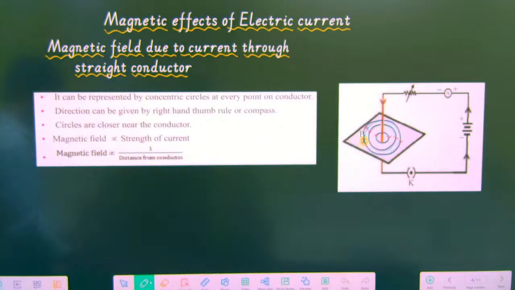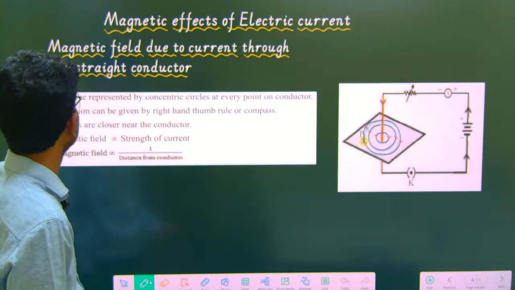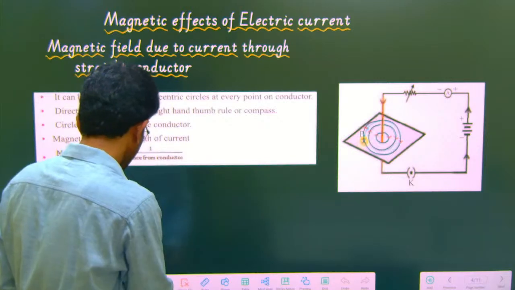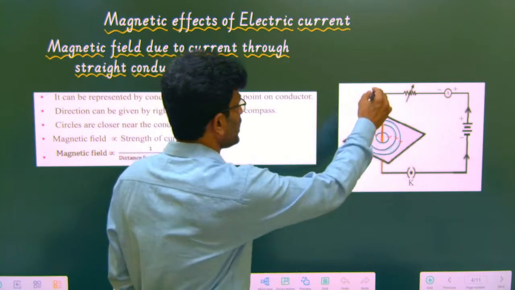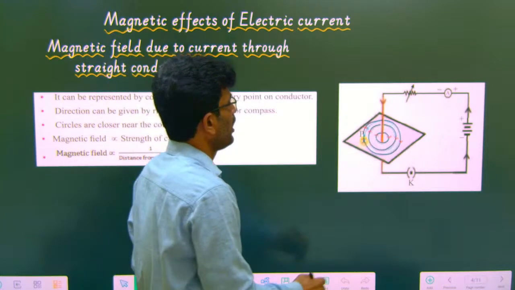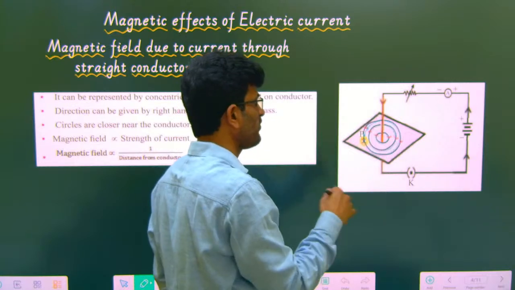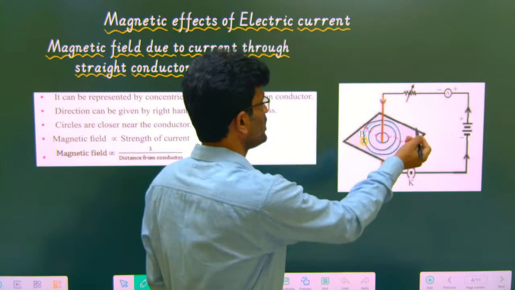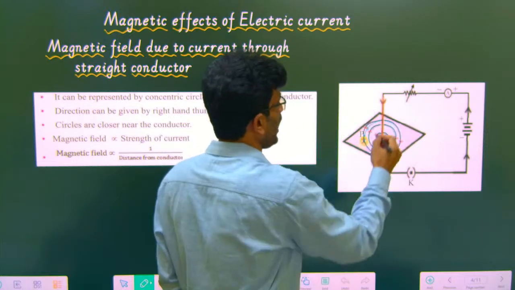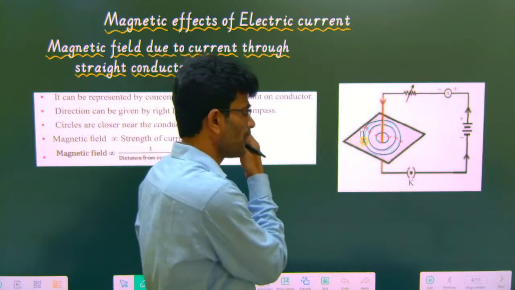Now this is about magnetic field due to current through a straight conductor. Here, by seeing this figure you can understand. This is a conductor in straight line format, and this is one cardboard. On the cardboard we are going to observe how magnetic field lines are produced. In this we have one battery, an ammeter to know the current, one rheostat to increase or decrease the amount of current, and one plug key.